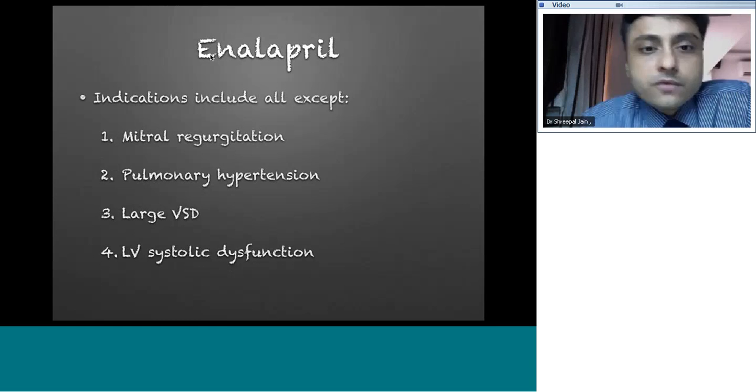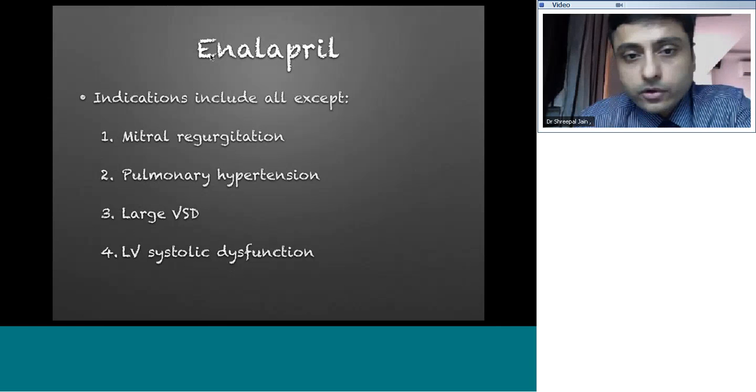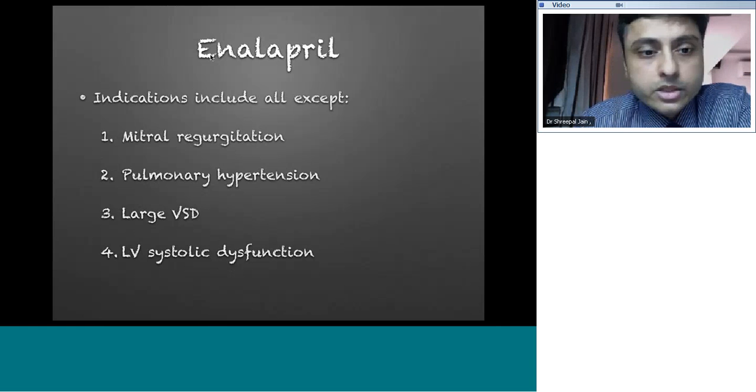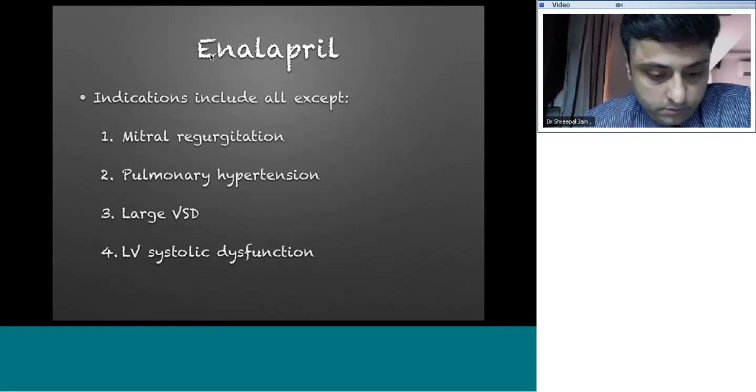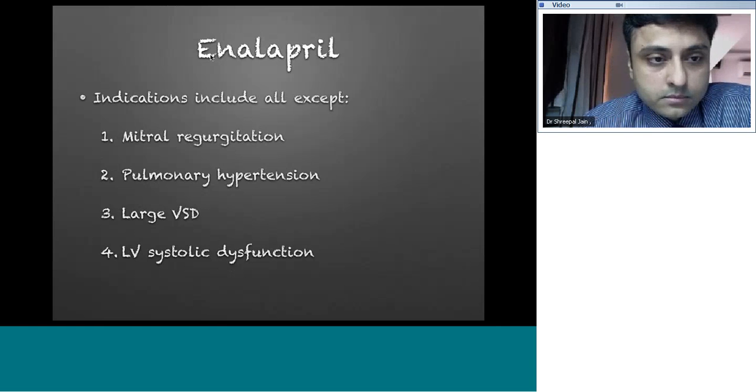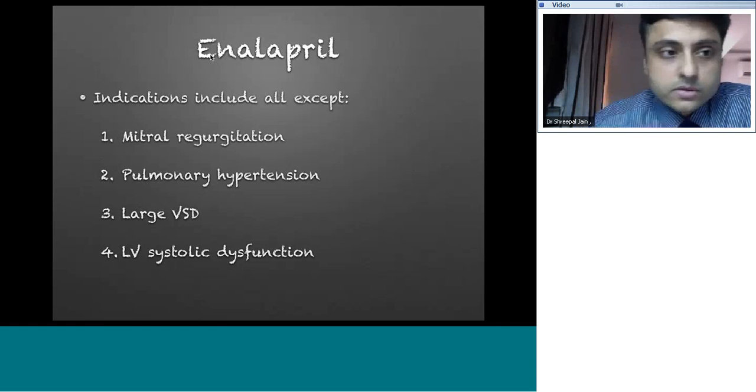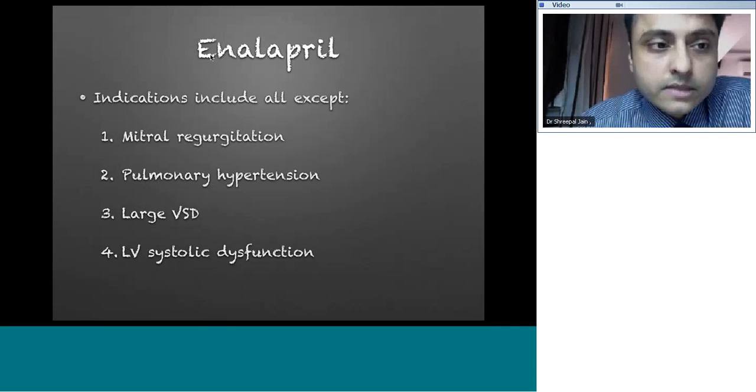Side effects of enalapril would include all of the following except hypotension, angioedema, hypokalemia and dry cough. So this should be very easy, I suppose. Hypokalemia, excellent. So as we saw earlier, it should produce hyperkalemia and not hypo.